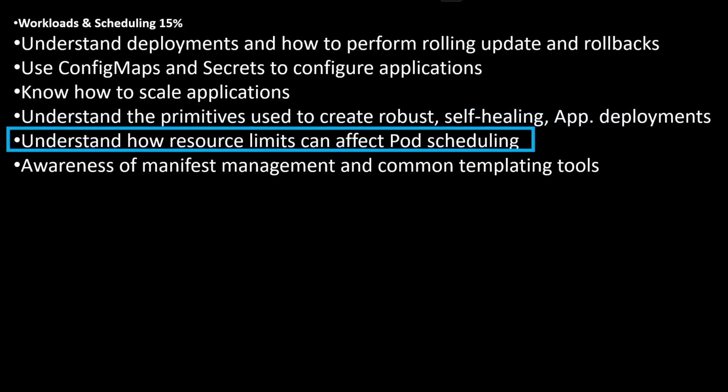Let's move to the next topic, that is, understand how resource limits can affect pod scheduling. In this topic, the examiner may ask you to schedule a pod or deployment with some condition such as node selector, label, taint or toleration. From this topic, they want to check that the student is aware of these conditions. Eventually, these conditions are extensively used in production platforms. So let's elaborate on what type of question may arise in the exam.